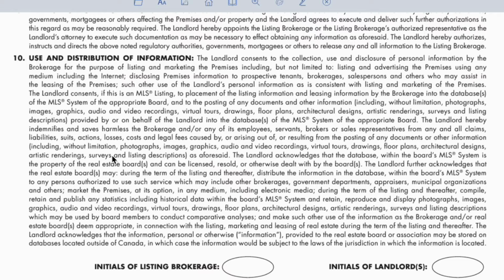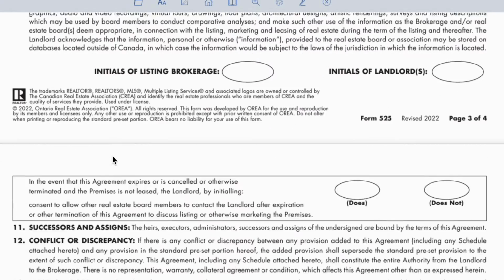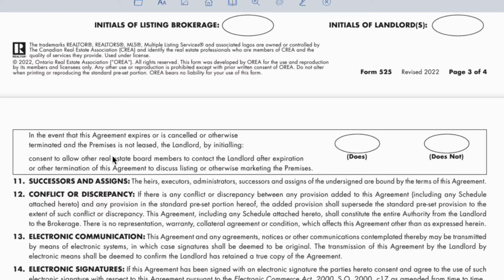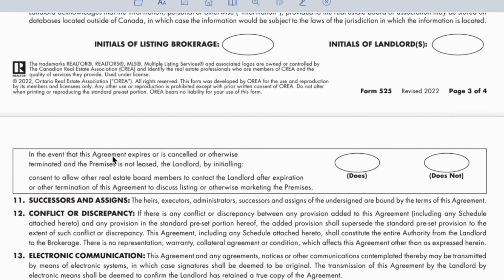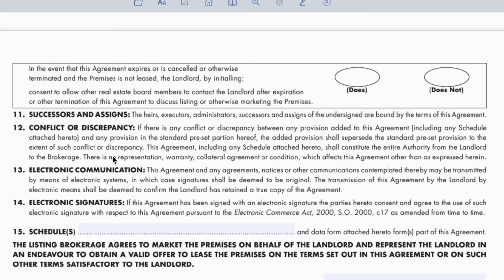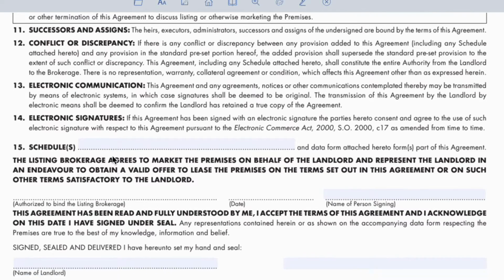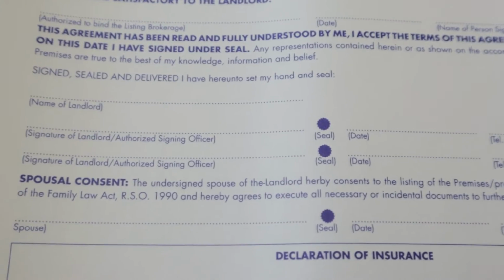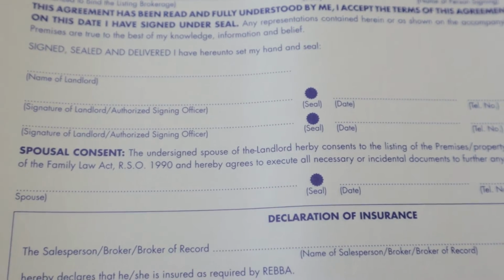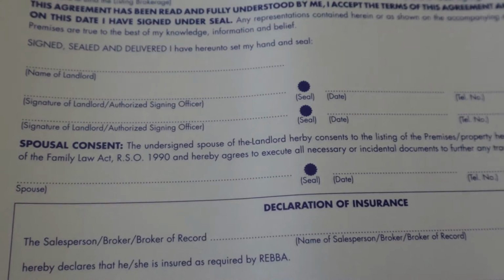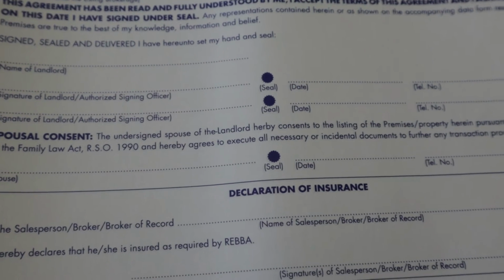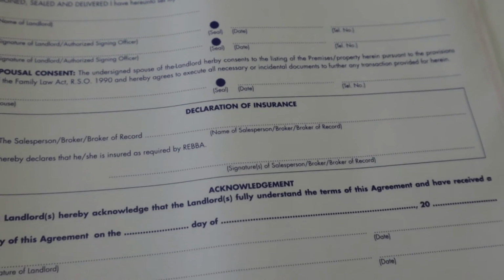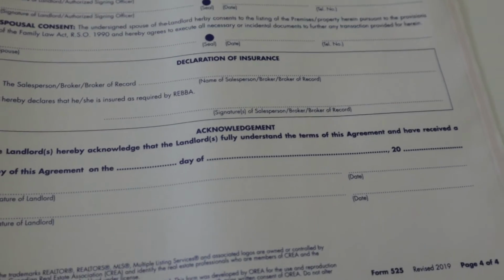If it's a corporate entity that owns the building, where the retail space is going to be listed for sale, listed for rent, then the landlord must sign as the corporation and print his name underneath. If he owns it personally, then it's just a personal signature. Gotcha. So that's where it says the name of the landlord and signature of landlord and authorized signing officer. All right. Declaration of insurance, which is by you, and the acknowledgement page.